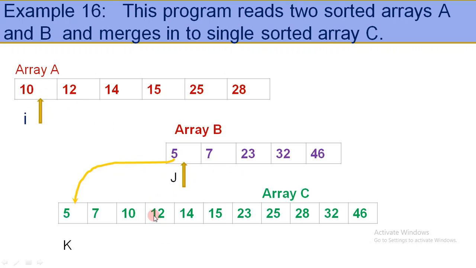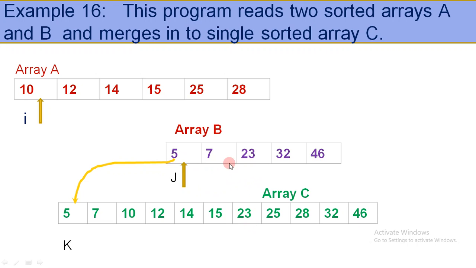Similarly, it will happen to 12, 14 and 15. Then the index will come over here because 12, 14 and 15 are progressively plucked from A, and I will go and sit beneath 25. So this 25 is compared with 23. Since 23 happens to be lesser than 25, 23 will be moved over here to C.